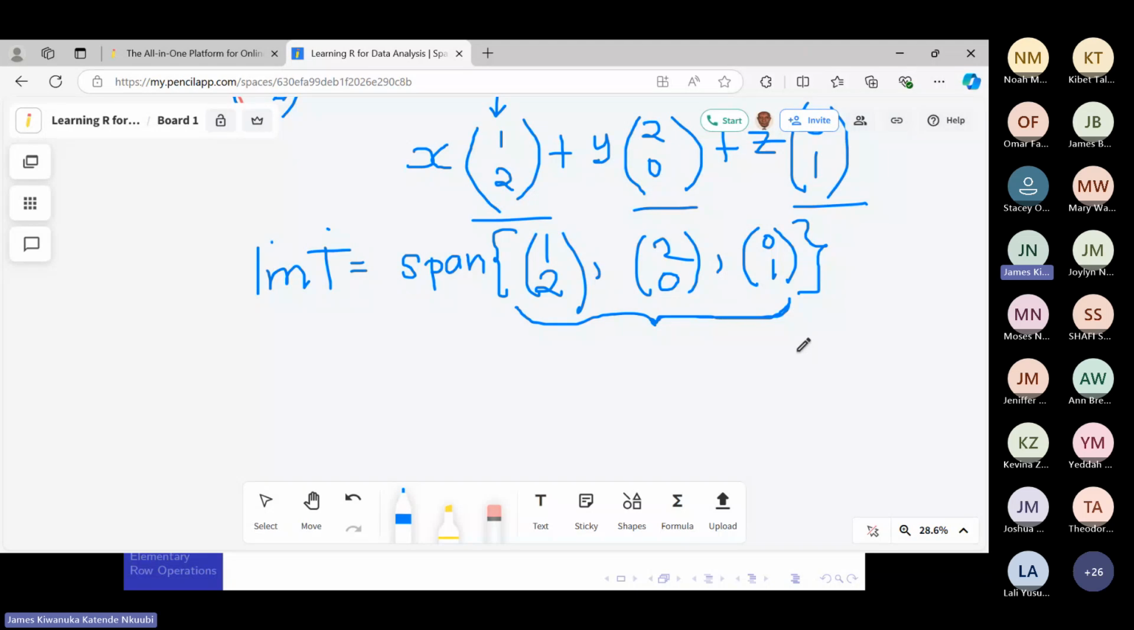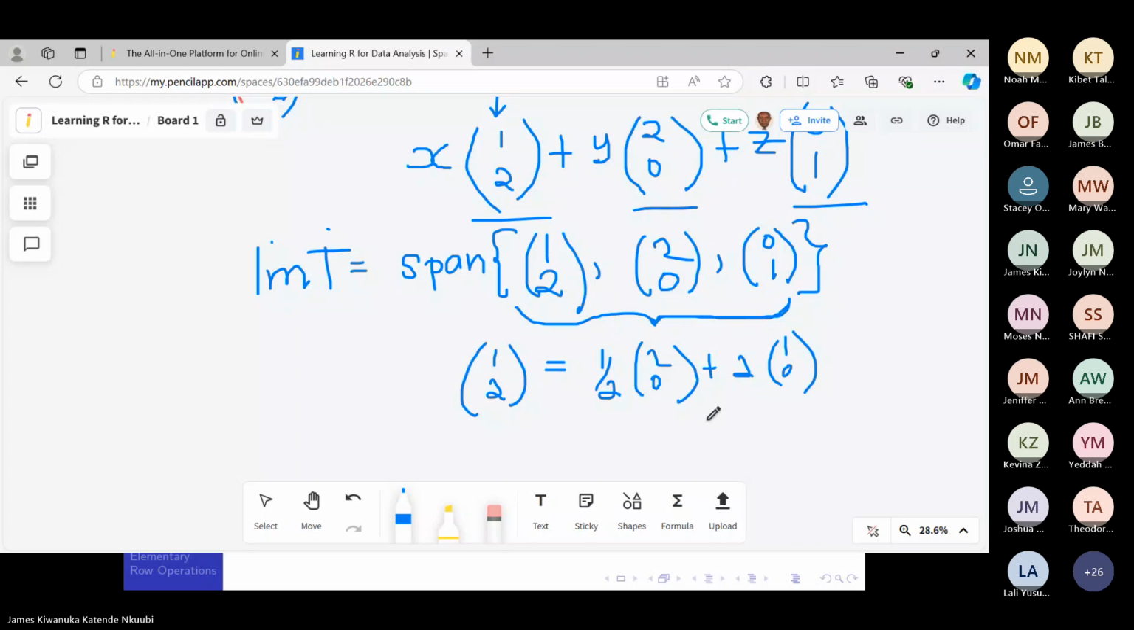So it means we can throw away some of them. For instance, if I pick this last vector on this side, (1, 2), it is linearly dependent on the other 2 vectors. So I really don't need it. I can write it as a half multiplied by (2, 0) plus 2 multiplied by (0, 1). So this vector is redundant because I can write it as a linear combination of these 2. So I can throw this away without changing the span of this set.